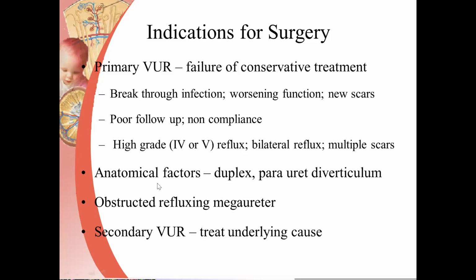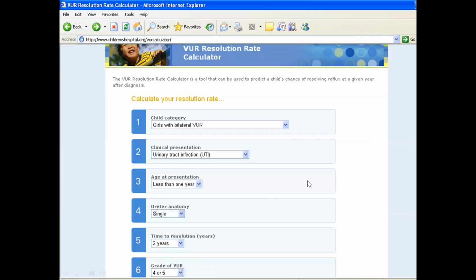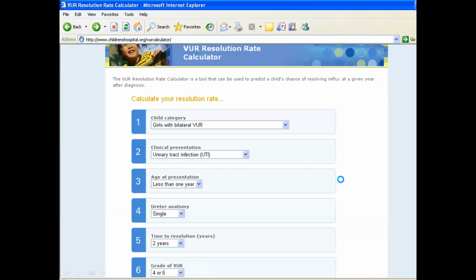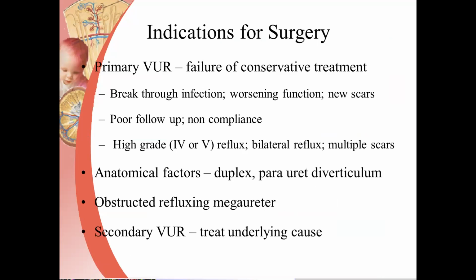Then presence of anatomical factors like a duplex or paraureteric diverticulum. I already showed one image there. That is a patient where the reflux is not going to disappear. How many years do you wait? You can actually tell them that anatomical factors are there, so that probably is the case where waiting is not going to be useful. Now, obstructive refluxing megaureter is another indication where there is a high chance of recurrent urinary tract infection and upper tract damage. So that is an indication for surgery.